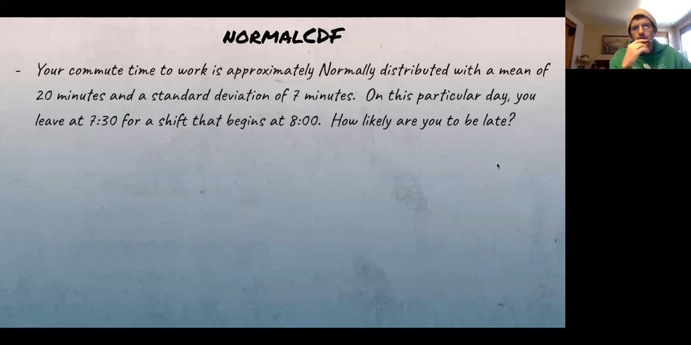Okay, now we're going to change the situation just a little bit. Now we're talking about our commute to this wear shop. With a mean of 20 minutes and a standard deviation of 7 minutes, how likely are you to be late given that you leave at 7:30 for a shift that begins at 8? And of course, for this problem, we're going to simplify it. We're going to assume that just getting there is on time. We're not going to worry about what it takes to walk inside and get ready.